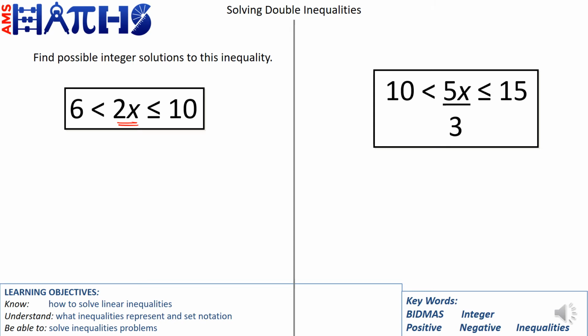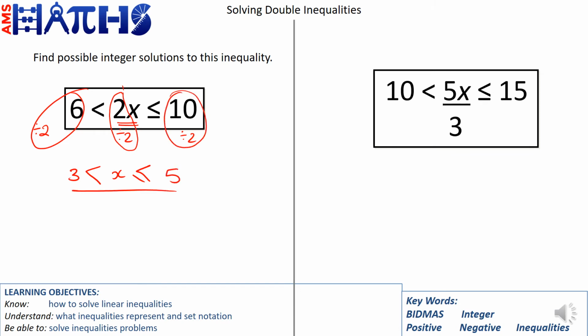So x is being multiplied by 2 at the moment, so to get x we need to divide by 2, so we'll have to divide the entire inequality by 2. So the 6 is going to be divided by 2, the 2x is going to be divided by 2, the 10 should be divided by 2. 6 divided by 2 is 3, keep our inequality symbol. 2 divided by 2 is 1, so we have 1x, and keep our other inequality symbol. Then 10 divided by 2 is 5. So this is our solution.